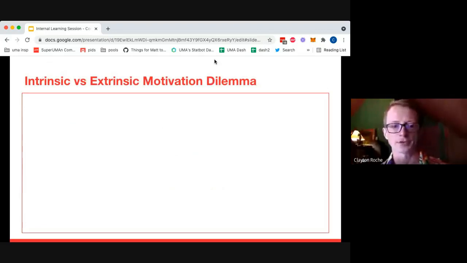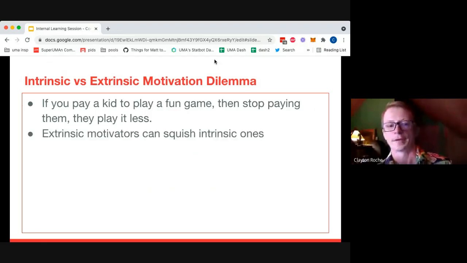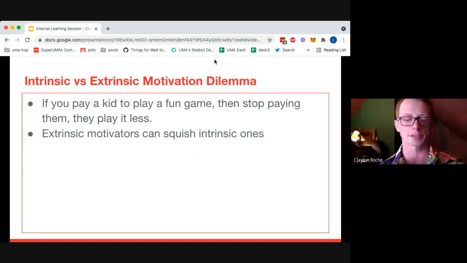So I'm going to explore the intrinsic versus extrinsic motivation dilemma. If you pay a kid to play a fun game and then you stop paying them, they will play it less. There have been a number of studies in social psychology and in behavioral economics around this phenomenon. Basically, if you pay somebody to do something that they find intrinsically rewarding, you can actually reduce the likelihood that they'll keep doing it in the future once that extrinsic reward disappears.